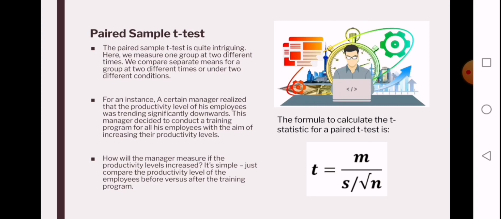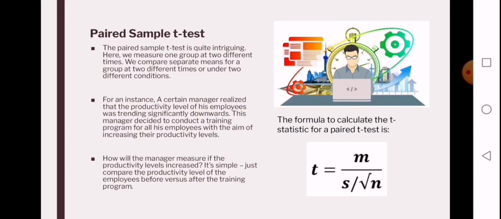How will the manager measure if the productivity levels increased? It's simple. Just compare the productivity level of the employees before versus after the training program. Here, we are comparing the same sample, the employees, at two different times, before and after the training. This is an example of a paired t-test.